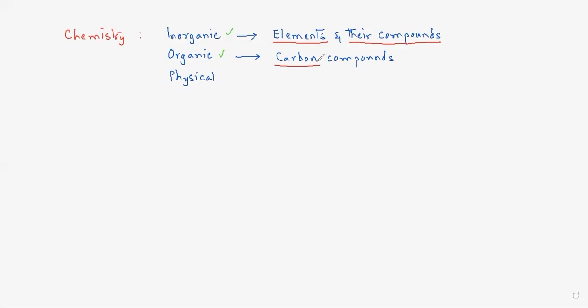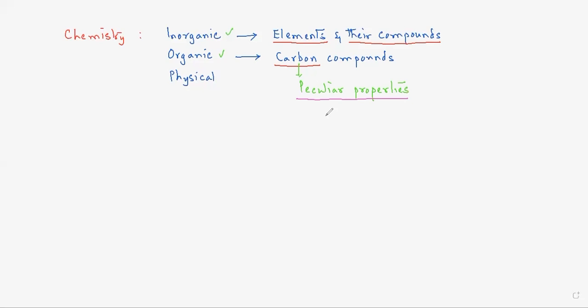But compounds of carbon are studied under a separate heading. They are studied under a separate heading because of the peculiar properties or the special properties that it has. Unique properties that it exhibits. What are the peculiar properties of carbon? Let me just give you the details.